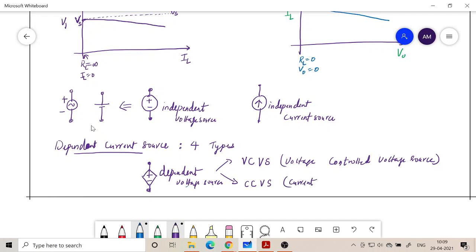So this current and this voltage, which determine the value of the output voltage of this dependent voltage source, could be the branch voltage or the branch current in some other part of the circuit. So it is a dependent voltage source. It could be a voltage controlled voltage source or a current controlled voltage source.